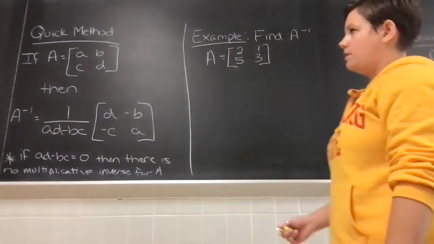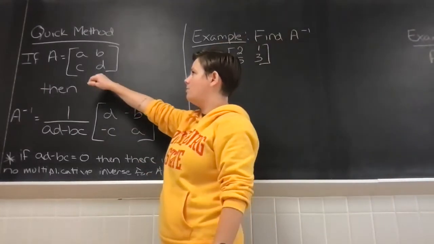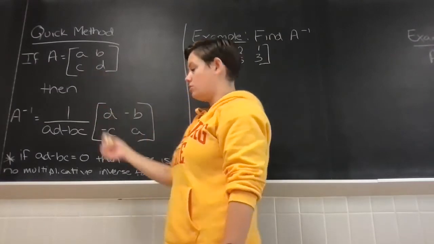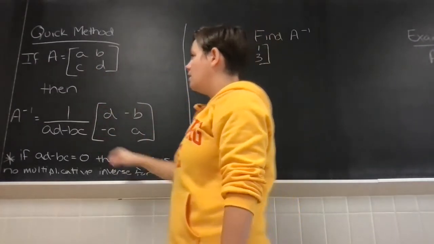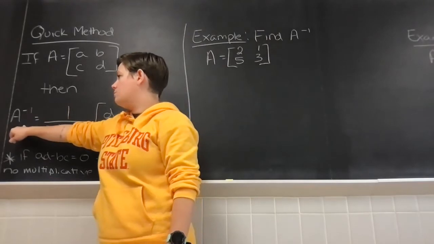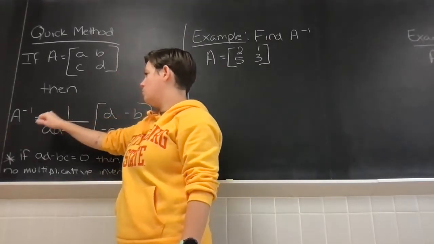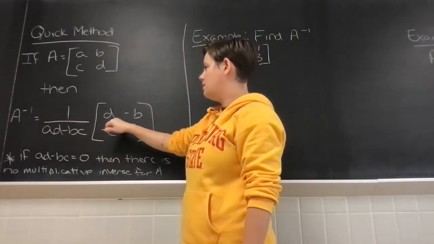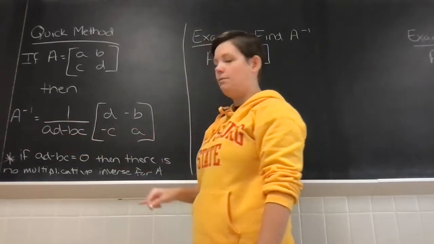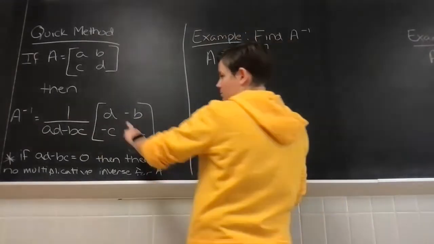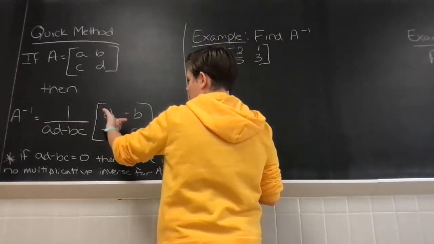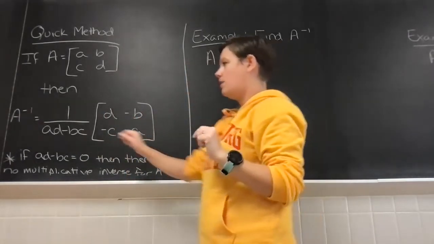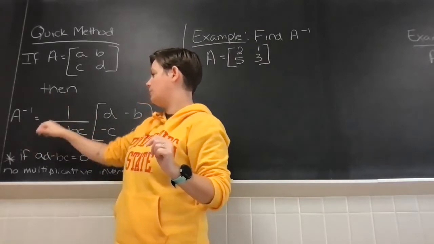So here's the quick method. It says if we have an A matrix where we have A, B, C, D, so it just has variables because we're doing a generic, then we know that the multiplicative inverse matrix is 1 over AD minus BC times D, negative B, negative C, and A. So what we did with the original matrix was we flipped our A and our D, and then we negated our B and our C. And then obviously we have this number out front, the scalar multiplier.